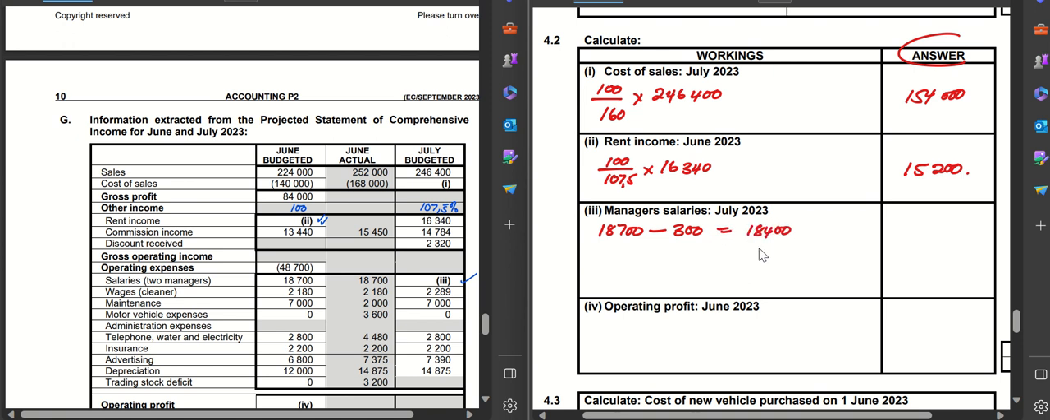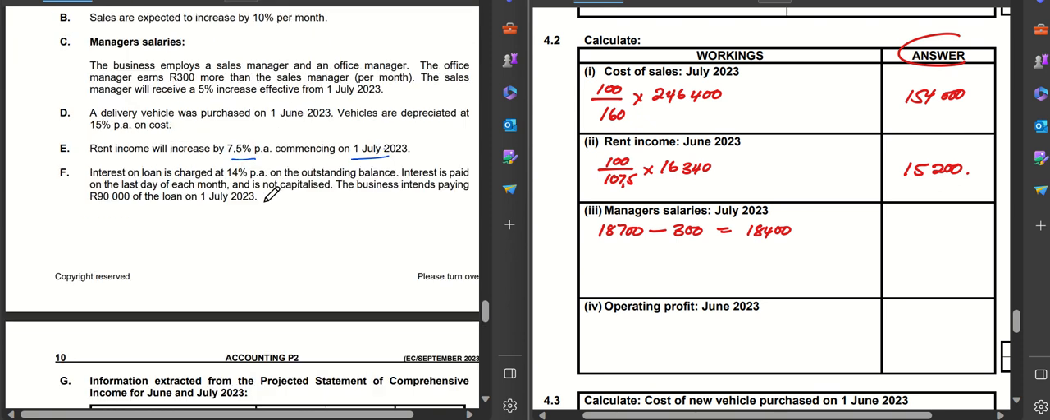18,400. So the 18,400 is what the two of them earn, without the one earning more than the other, because the office manager earns 300 more. So if you take out what the office manager is earning more, then you get 18.4. You divide this by 2 now, then you get the fact that each manager is earning 9,200. Okay, so each manager is earning 9,200.